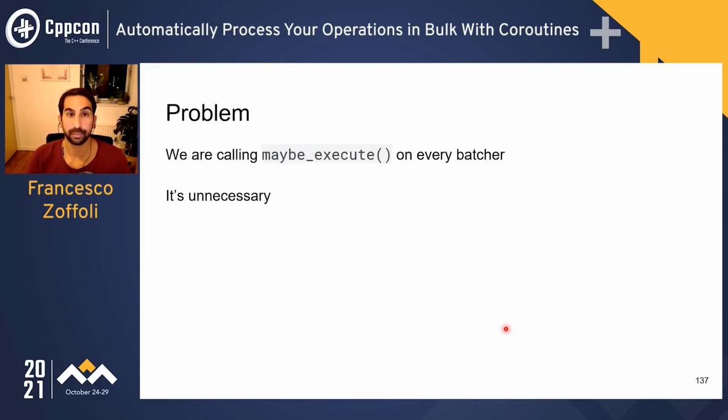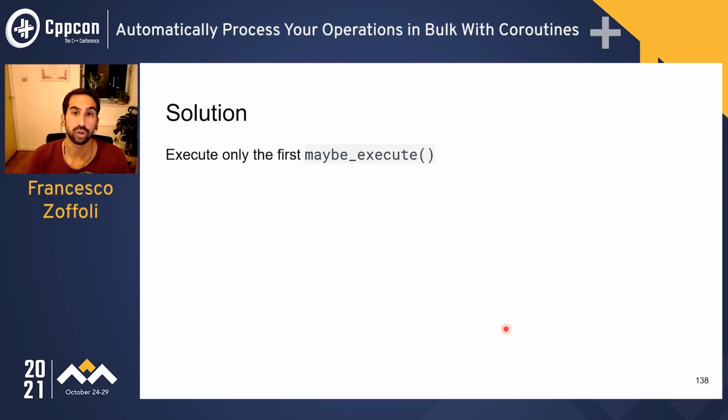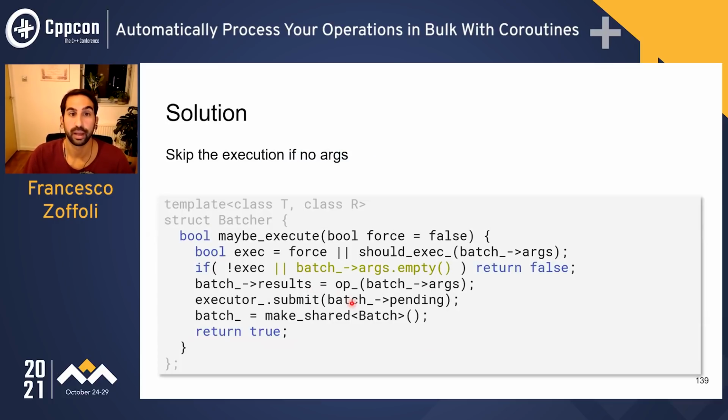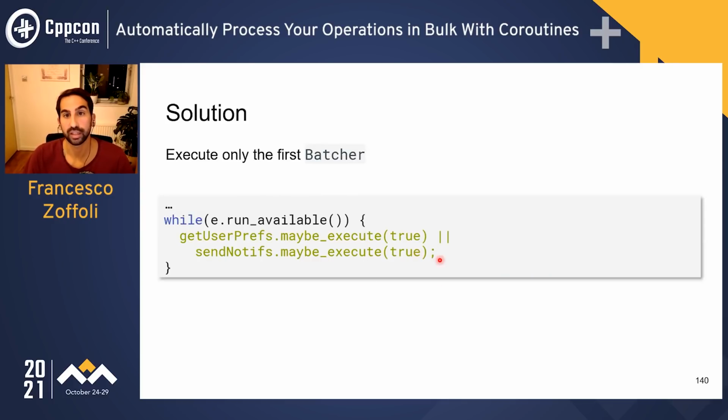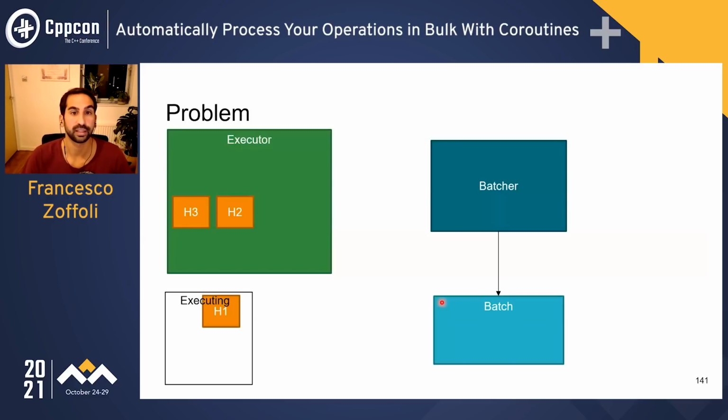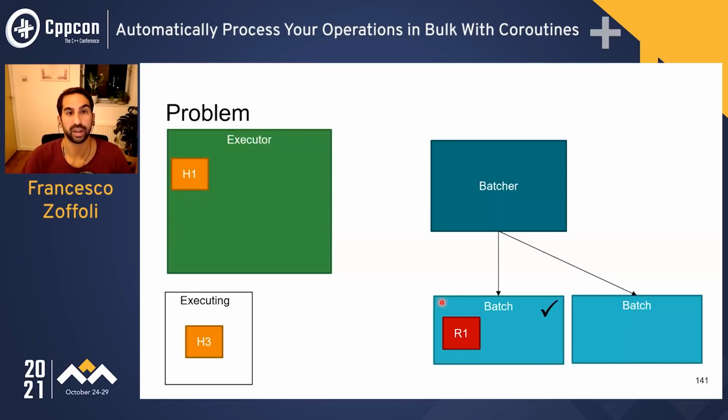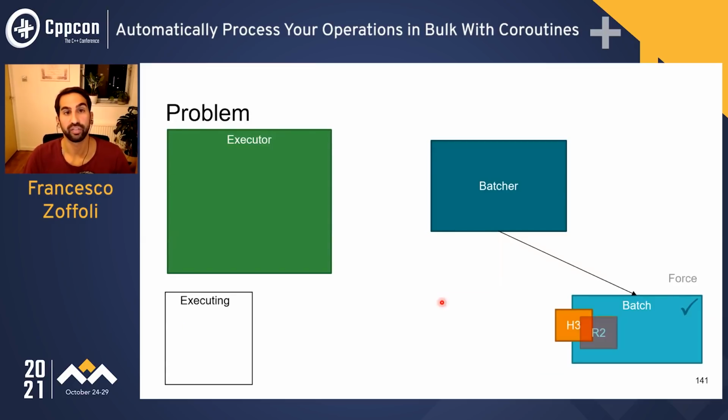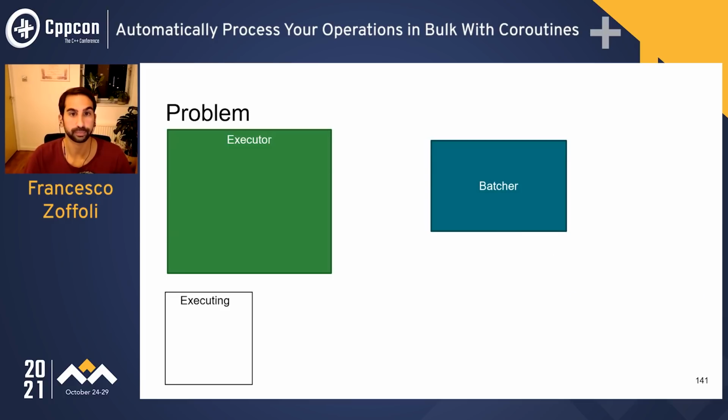But here we are calling maybe execute to match, because once you force execution on one batch, you might unblock some coroutines that then are going to fill the batches of the other coroutines. So we can change this by not returning false if the batch is empty, and then using short circuiting to make sure that maybe execute is only executed on the first batch. And we can see that similar to before, once we have H3 left, we can call force execution to resume the coroutine and end.